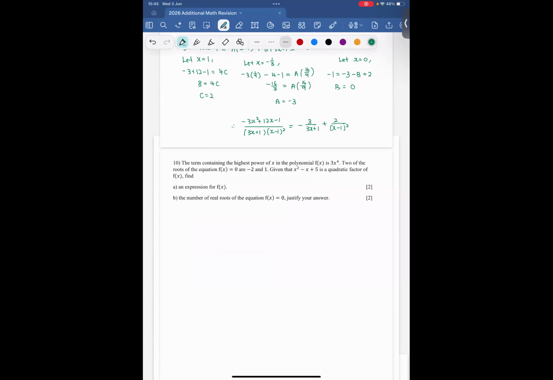Okay, question 10. The term containing the highest power of x in the polynomial is this. Two of the roots are this. Given that this is a quadratic factor. Okay, so for this one, let's take a look at the easier approach. Let's say I have this. Then when you factorize, your answer is this, right?